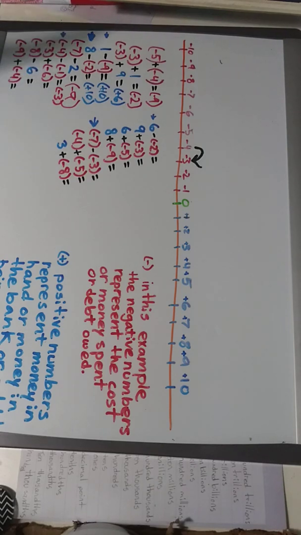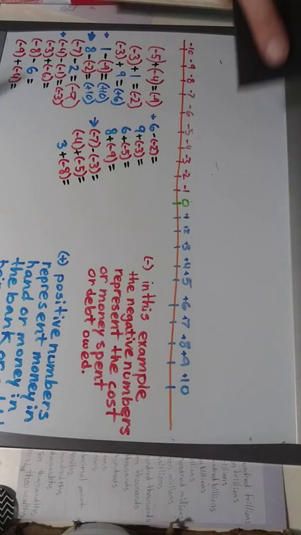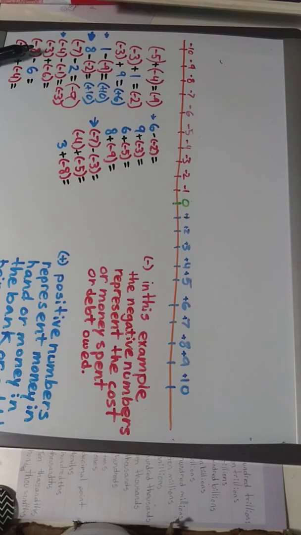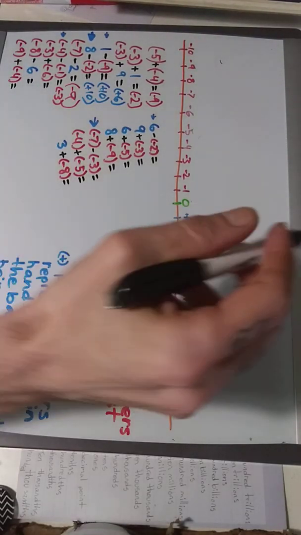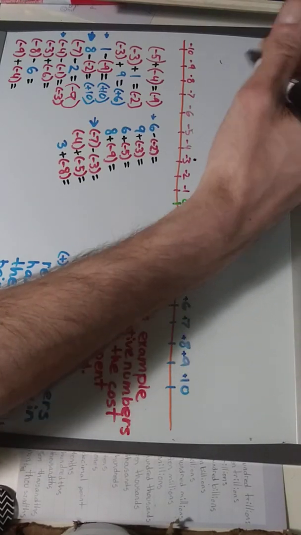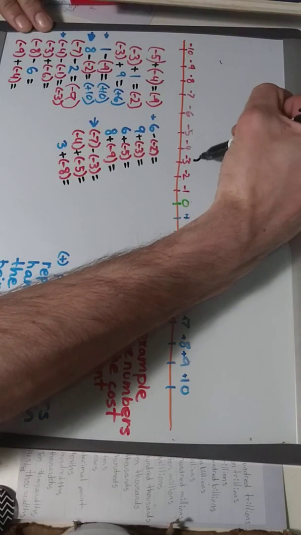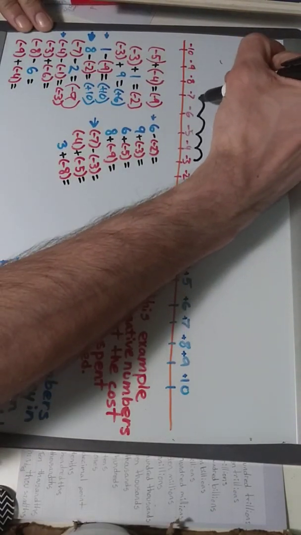So then we can start at negative 3, adding negative 6. So we start at negative 3, and we're adding another debt of negative 6. So 1, 2, 3, 4, 5, 6.